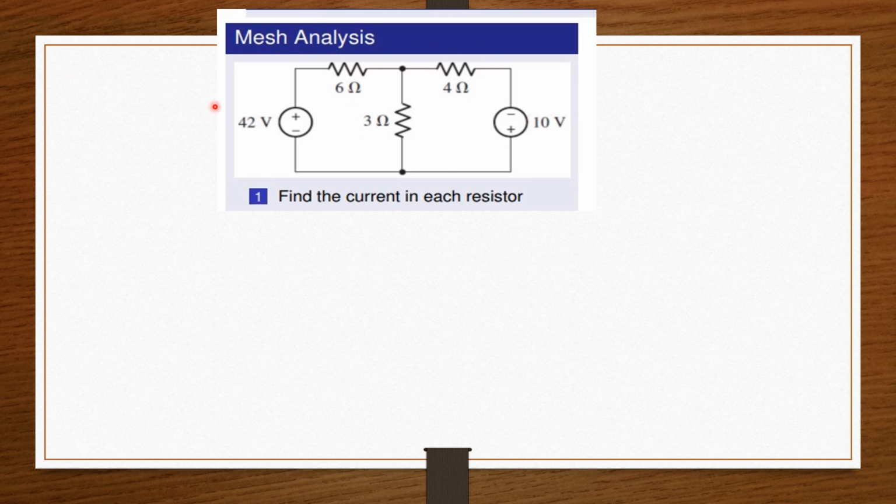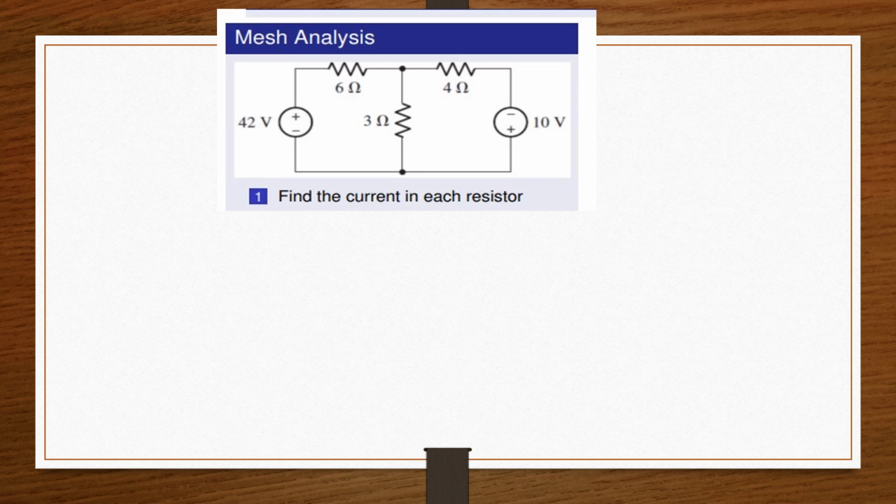Okay, so now that we know our loops, in mesh analysis we deal with each loop at a time. So we deal with each mesh at a time. So we take mesh 1 here, we solve for mesh 1, then we take mesh 2, and then we solve for mesh 2. So now let's assign our signs. Let's do our sign conventions.